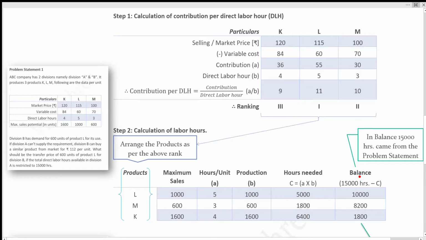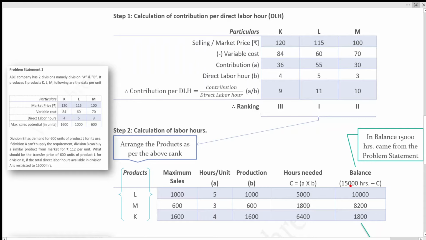Well, let's know the balance. You can observe in the last line of the question that for Division A there is a restriction that 15,000 hours is the total direct labor hours actually available with Division A. That is what we have written here, 15,000 hours minus C, where C is this column. Let's understand how it works. 15,000 hours is the capacity of Division A to produce product L.